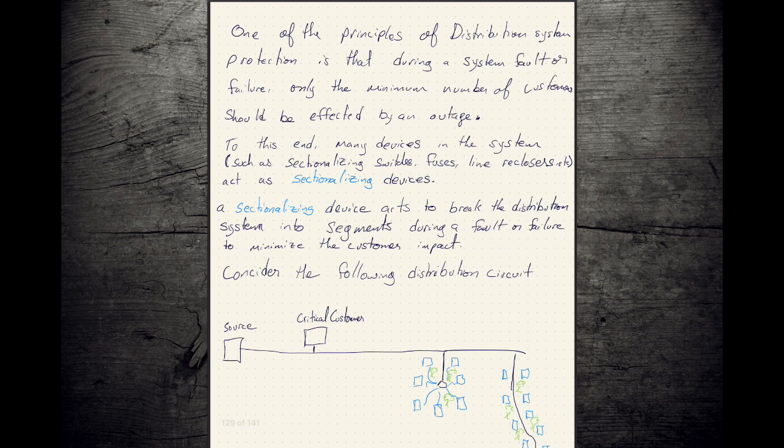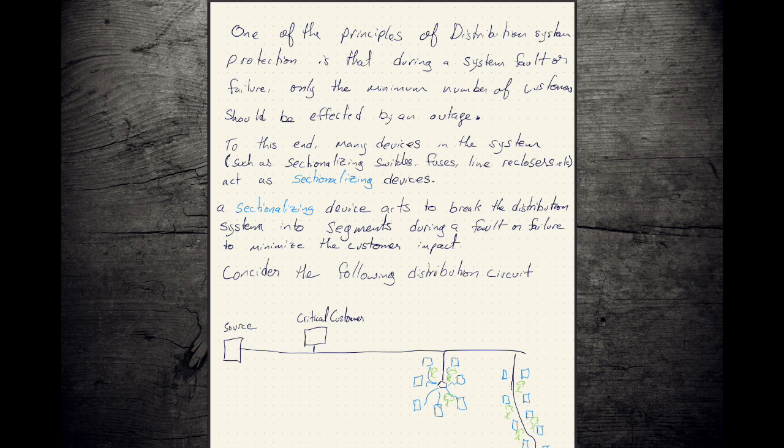So one of the principles of our distribution system is that we want to affect the minimum number of people possible when we have a failure or a system fault. To this end, we've got a lot of sectionalizing devices, or devices which will break our system into smaller chunks spread out throughout it.